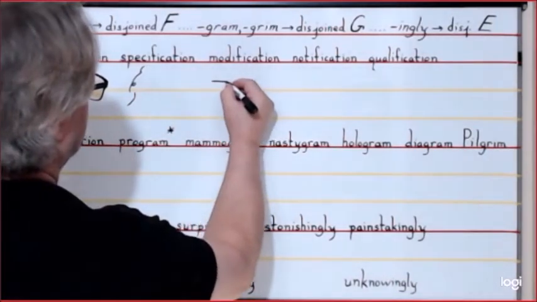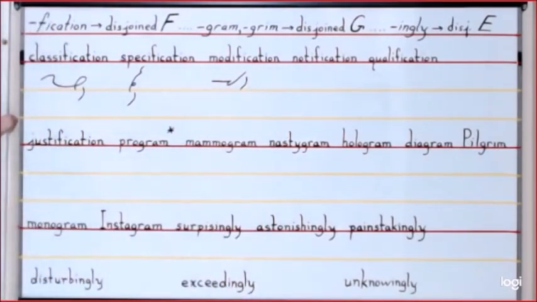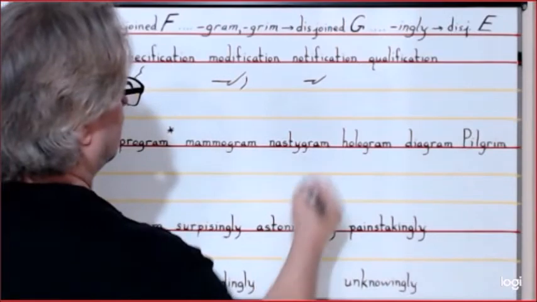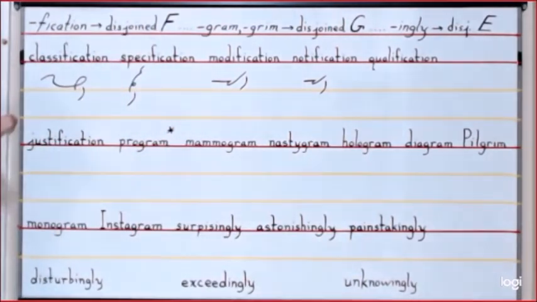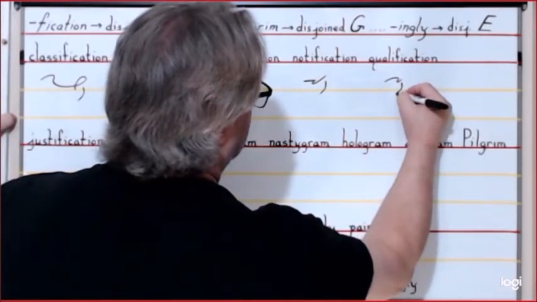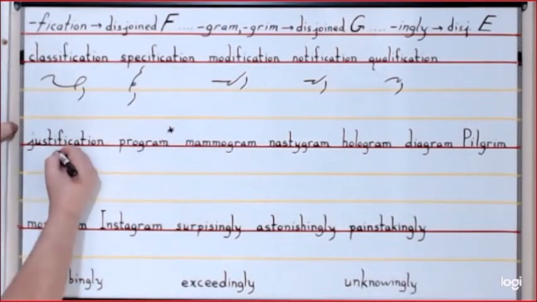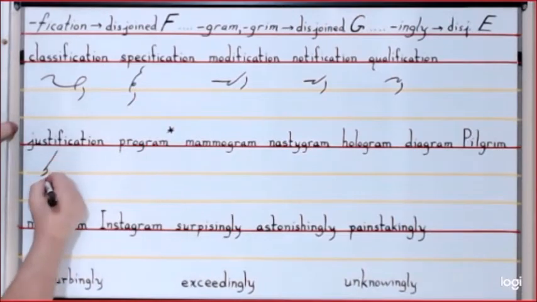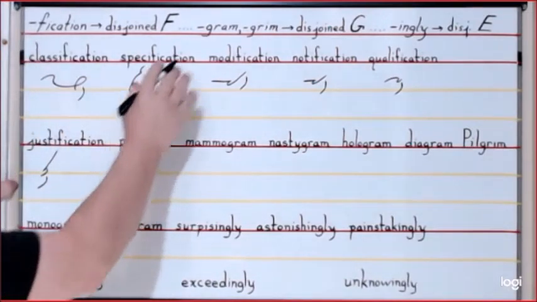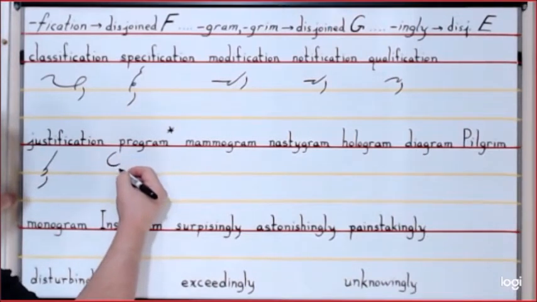Modification is M, O, D, and then a disjoined F. Notification is N, O, T, disjoined F. Qualification is K, O, and then the disjoined F. Justification is J, U, S, and then a disjoined F. Segueing over to the suffix gram or grim, for program, write the P, R, and then a disjoined G.